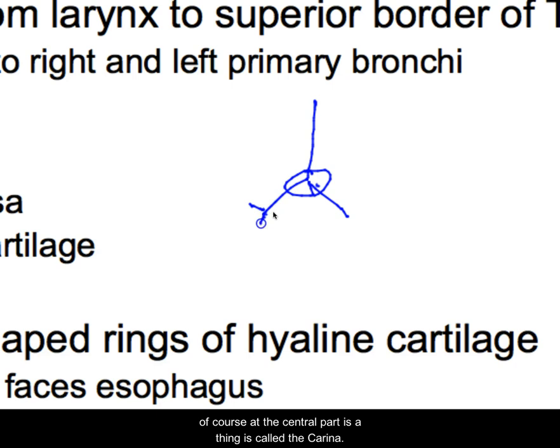And you can just think about branches on a tree. And those branches on a tree are going to keep going down until we actually form capillary beds where we're going to actually have gas exchange occurring.